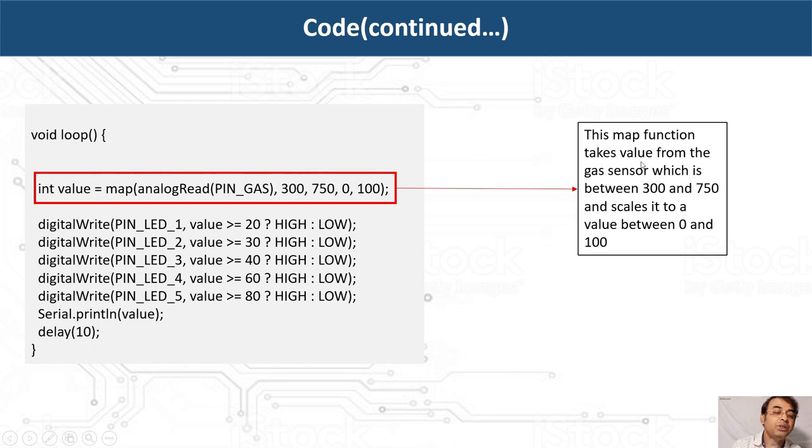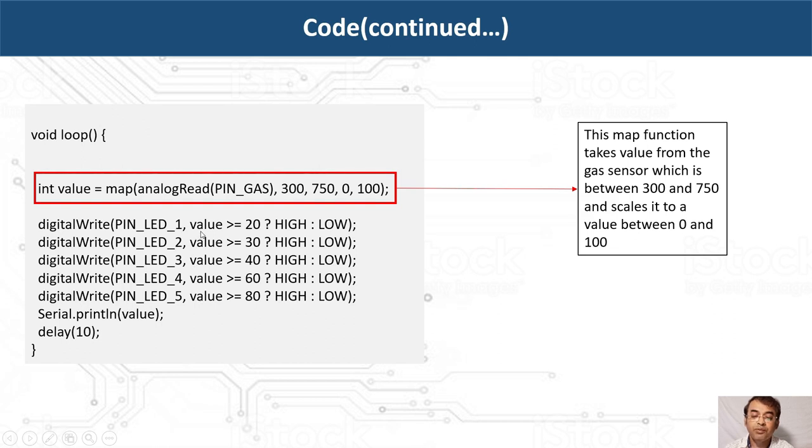This map function takes the value from the gas sensor, which is between 300 and 750, and scales it to a value between 0 and 100. So guys, you can see the map function. Here you can also see the digitalWrite functions. There are 5 digitalWrite functions.